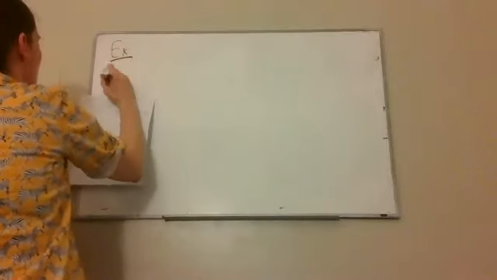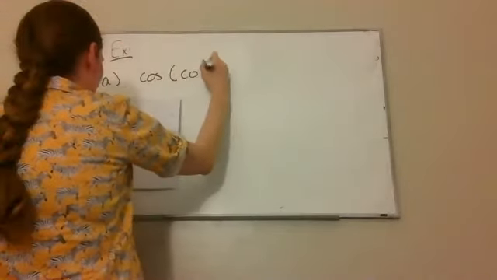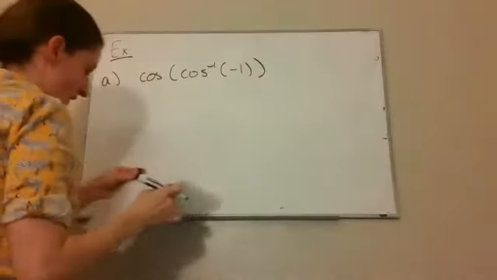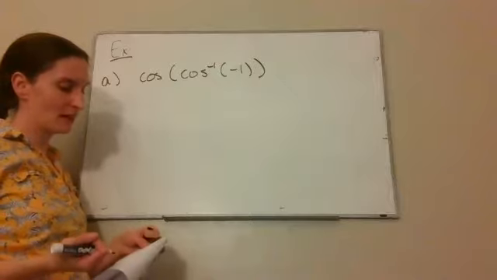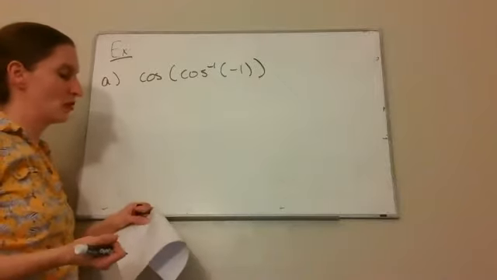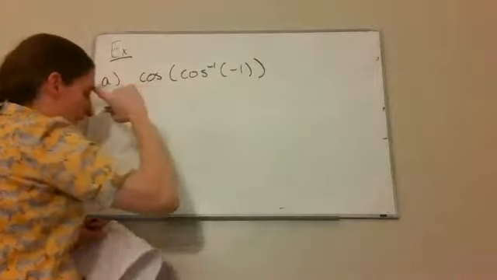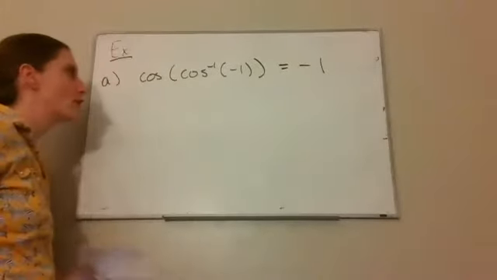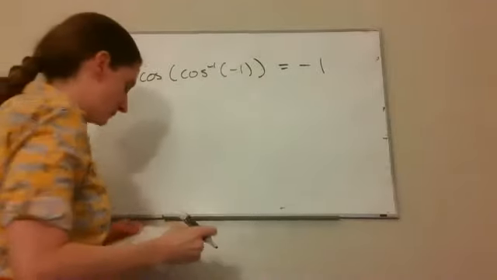So an example, our first one, let's do cosine of cosine inverse of -1. Well, cosine of cosine inverse of x is supposed to be x as long as our x is in between -1 and 1 inclusive. This -1 is in that domain, so I can conclude that this just equals -1. The cosine and the cosine inverse undo each other.